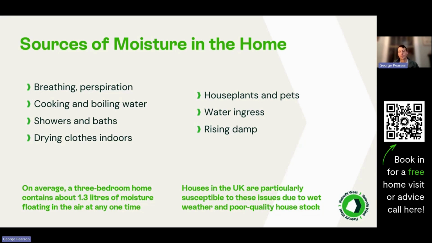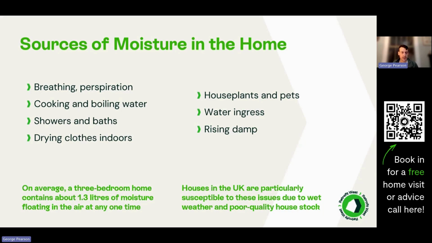Drying clothes indoors can release several litres of water into the air, especially during the winter when the windows are closed and you're not ventilating that air. Even houseplants give off a small amount of moisture. Beyond lifestyle sources, damp can also come from building faults such as roof leaks, faulty gutters, leaking pipes, and rising damp from the ground.